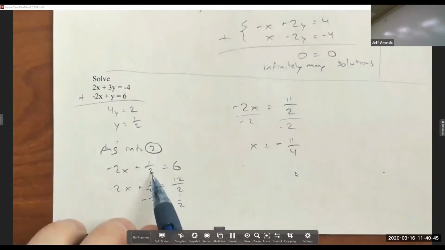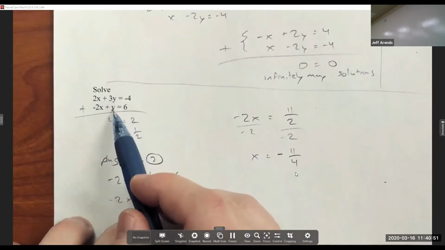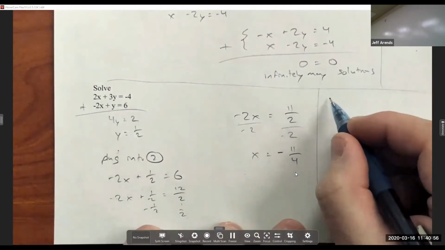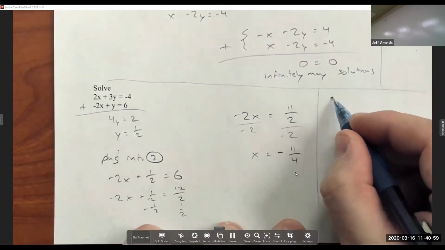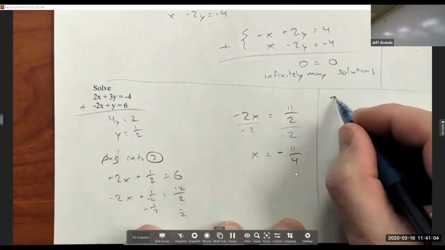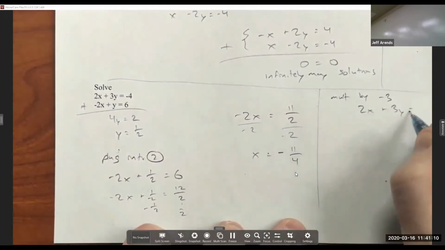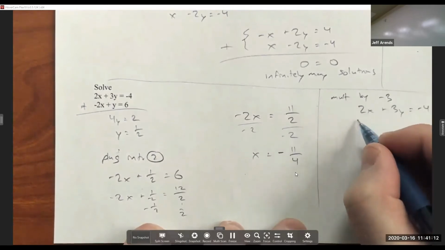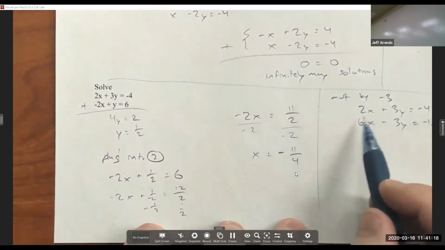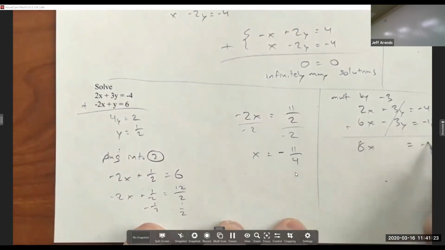If you weren't comfortable dealing with fractions there, remember you could have eliminated the y's from this equation and used that to find your value of x. So if I did that, the least common multiple here is 3, so I would multiply through this equation by negative 3. I would get 2x plus 3y equals negative 4, and 6x minus 3y equals negative 18. So when I add these together, those cancel out. I get 8x equals negative 22.